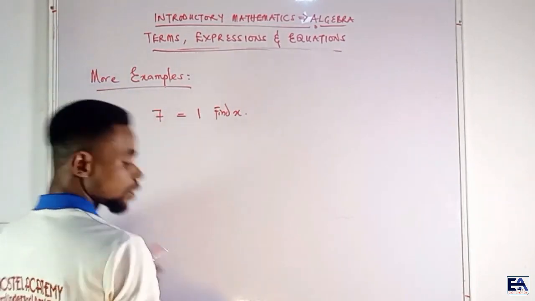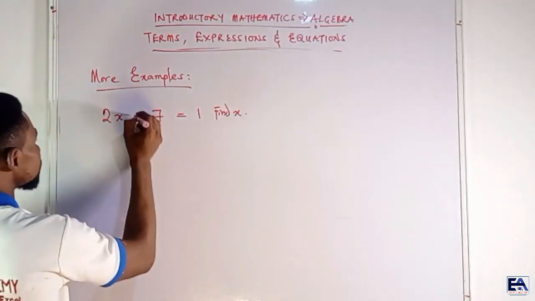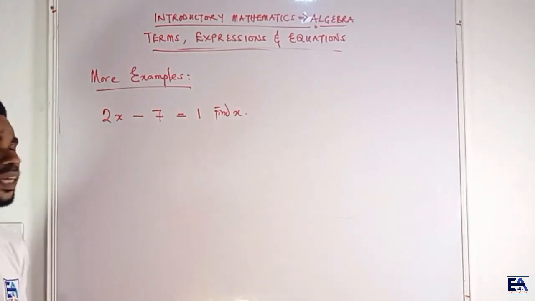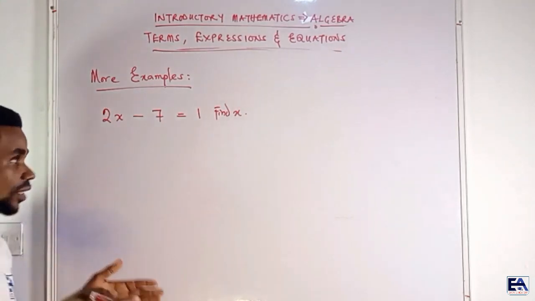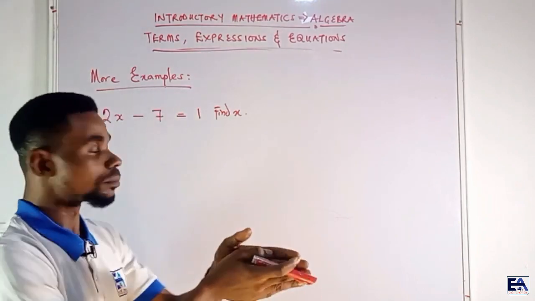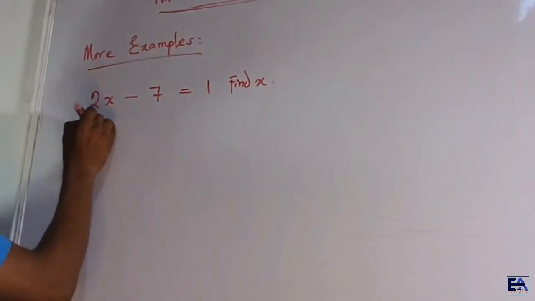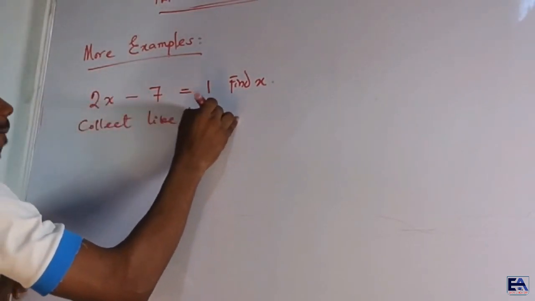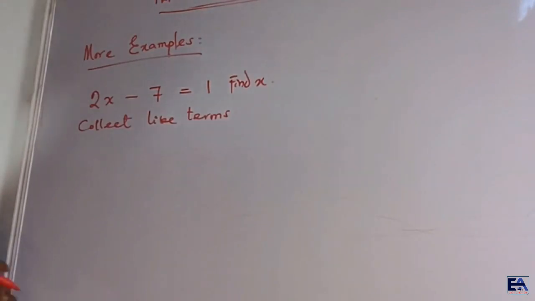Let me just change this one back to minus. So 2x minus 7 is equal to 1. And then the question says, find x. How do we do that? All right, so I told you earlier, the very first thing you do is to collect like terms. Collect what? Like terms. Collecting like terms means you are bringing together terms that look alike.